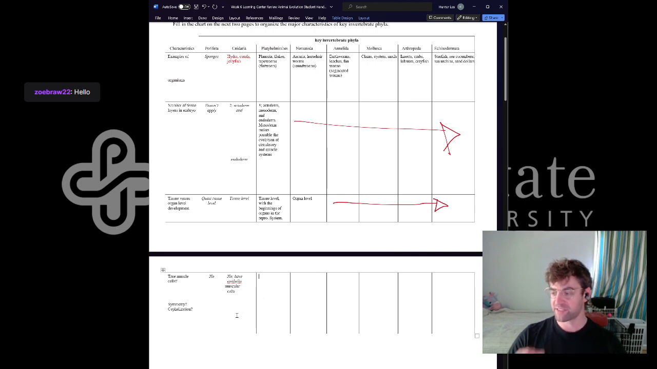Epitheliomuscular cells. So cells that resemble musculature in the epithelium, in those surface level tissues. Platyhelminths. Yes, we have true muscle cells. And again, this is arising from that mesoderm.